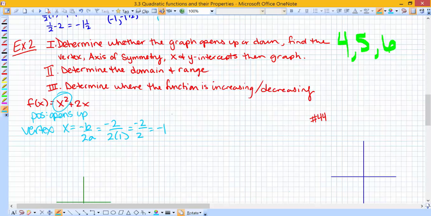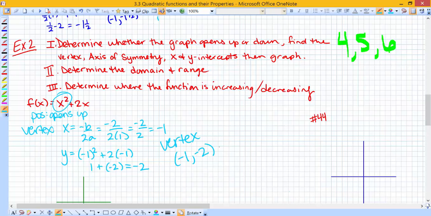Now you're going to take that negative 1 and you're going to plug it in to find y. So negative 1 squared plus 2 times negative 1. This is positive 1 plus negative 2, which will end up giving us negative 2. So your vertex has an x value of negative 1, and when you plug that in, you got negative 2.